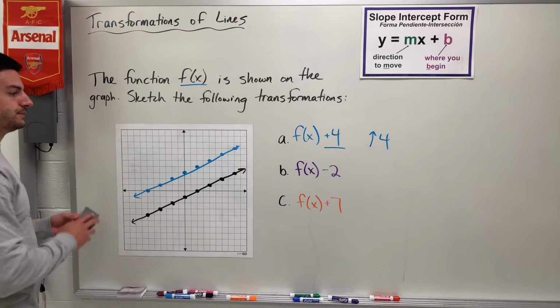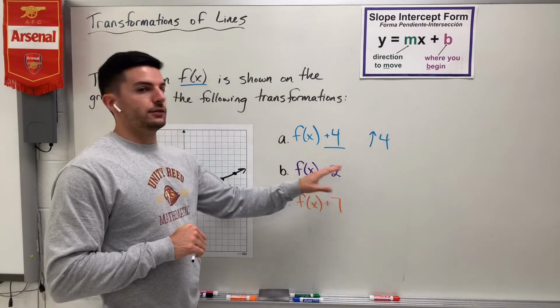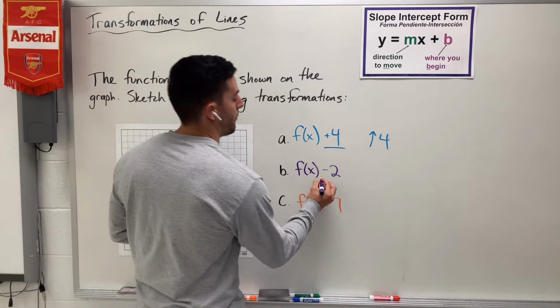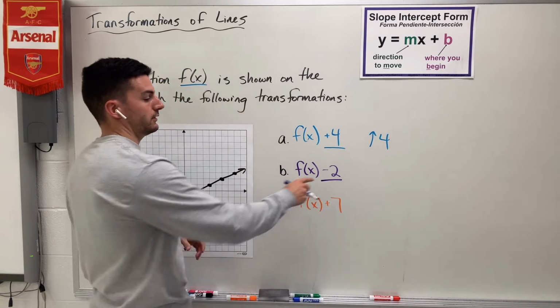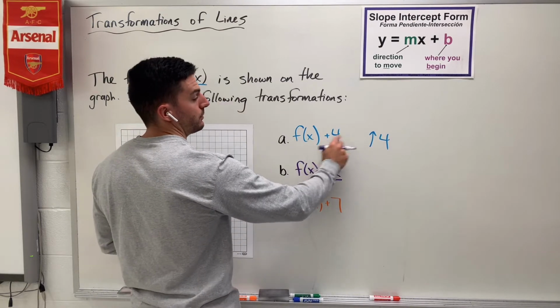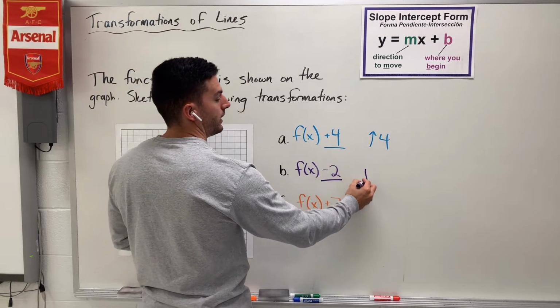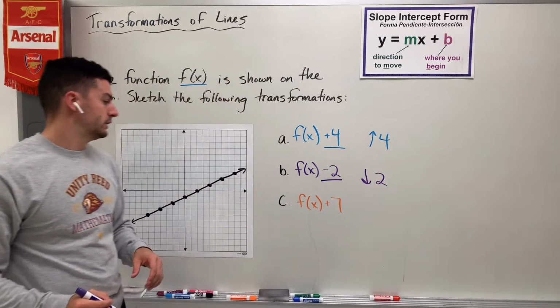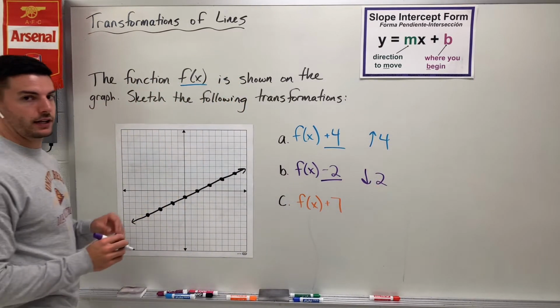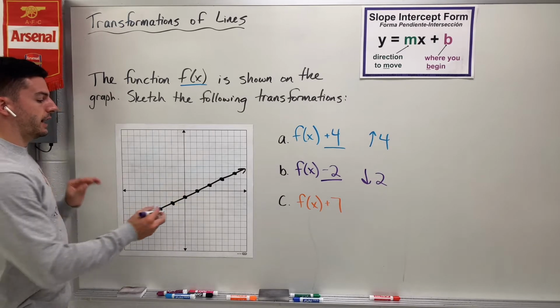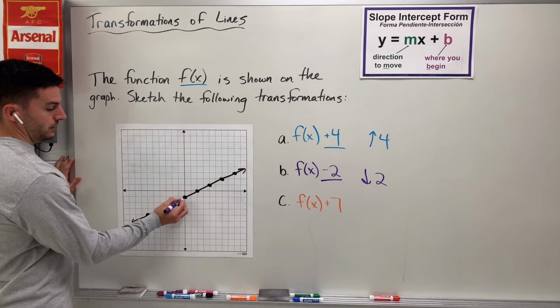All right, so if I look at letter B here, f of x minus 2, you can guess that minus 2 is not telling me up like plus did. Plus meant up. Minus is going to mean down that many spaces. So same thing, I look at my original f of x line, and I'm going to shift that down that many spaces. So it's going to be down 2.